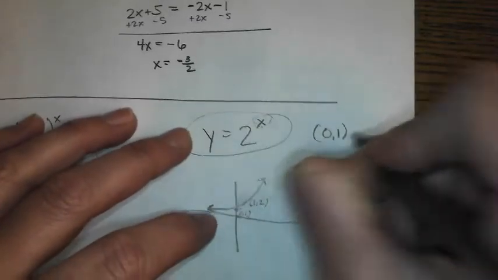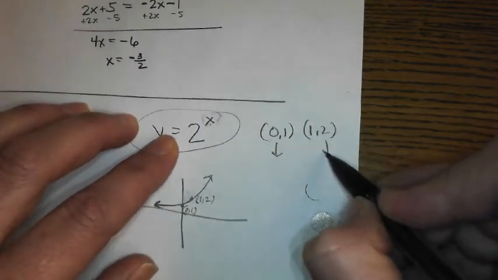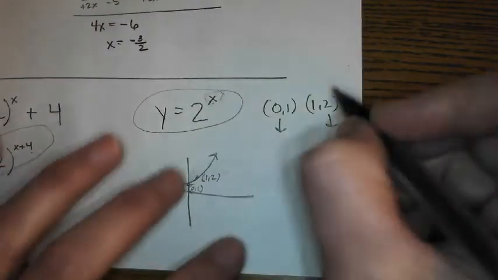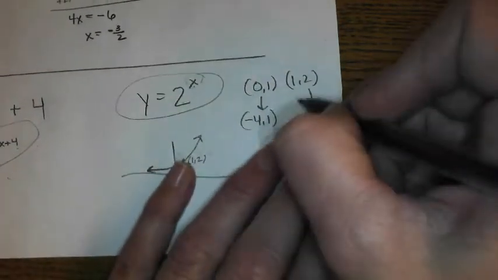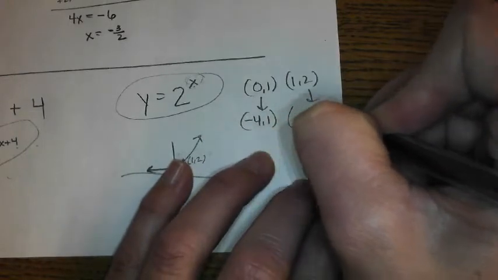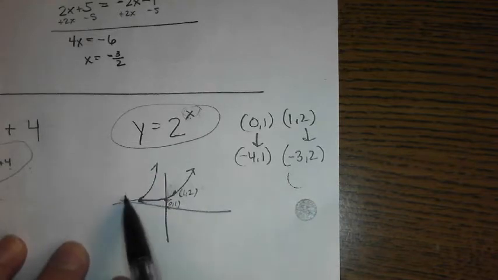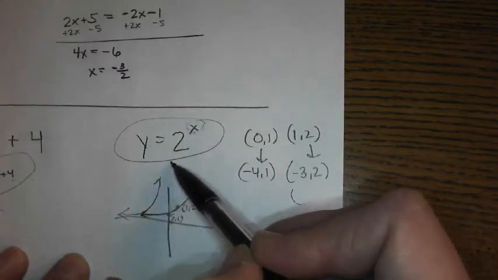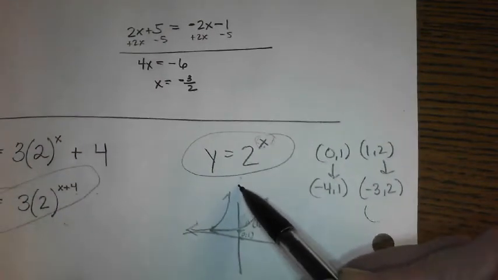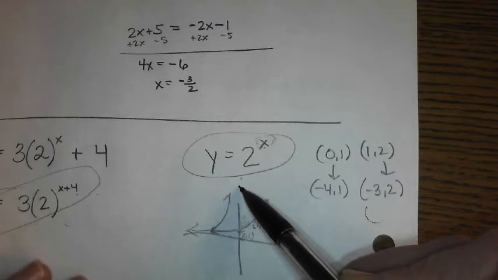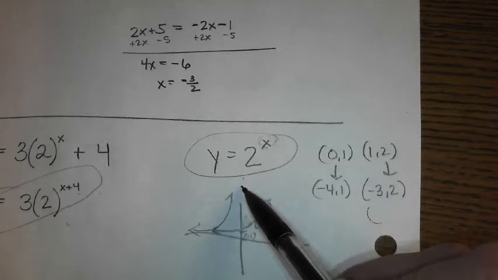So let me just take my critical points and show how they move with each transformation. (0, 1) shifts left 4, so it's going to be (-4, 1). And (1, 2) shifts left 4, so it's going to be (-3, 2). Then what happens? So now our graph is like this. So already our y-intercept is way high, right? And then on top of that, it's getting shifted, or transformed, I should say. How, Nate? Stretched by 3.